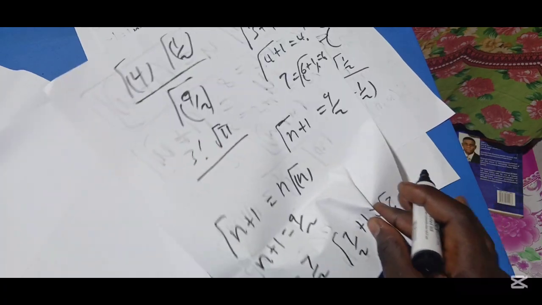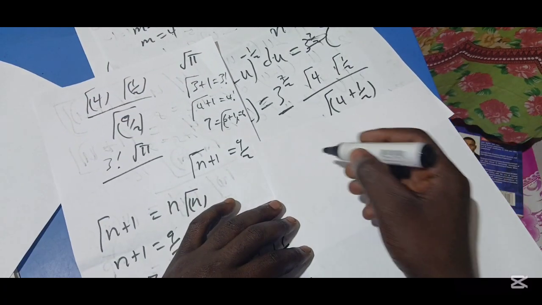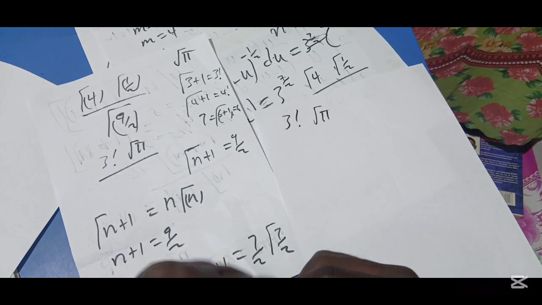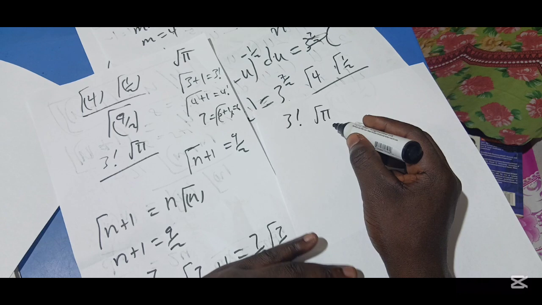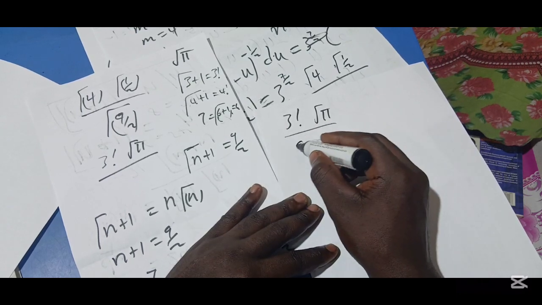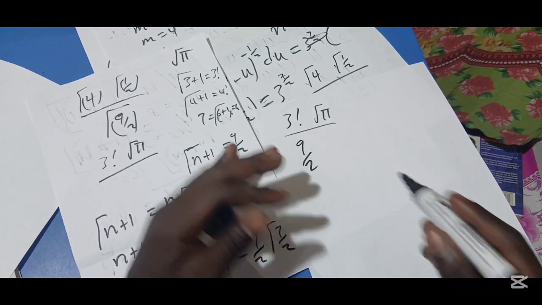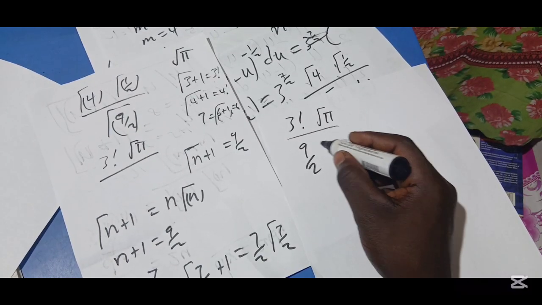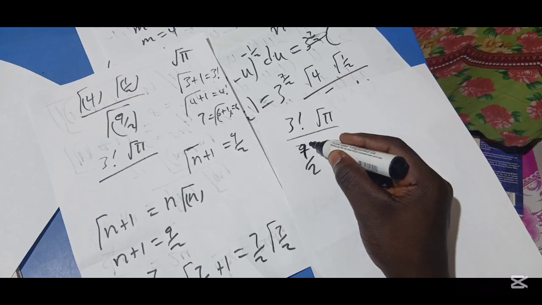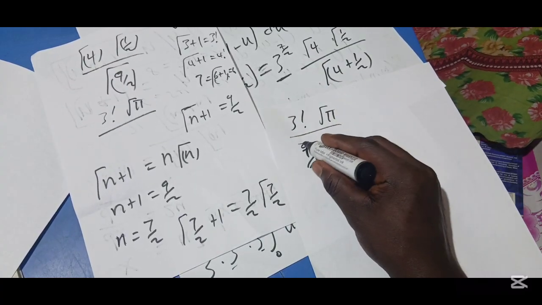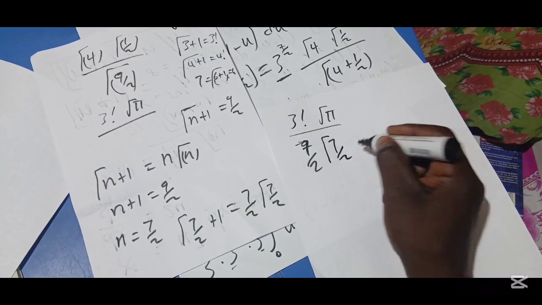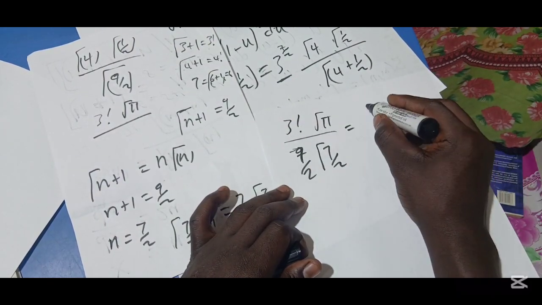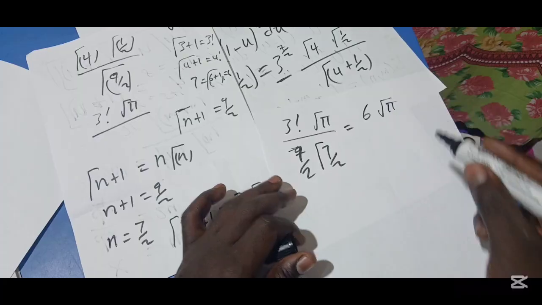So let's continue. Let me write this here. We've gotten to the point 3 factorial square root of pi, all on gamma of 9 on 2. Then we just simplify it to get 7 on 2, which is here, 7 on 2 gamma 7 on 2. And the simple way, 3 factorial is 3 by 2 by 1, which is 6. So 6 root pi.